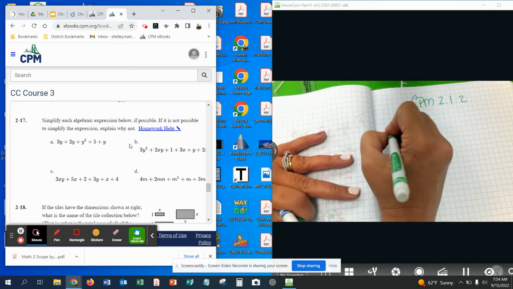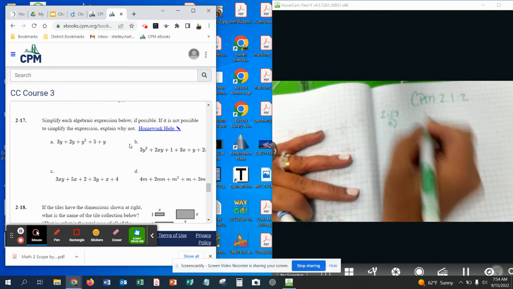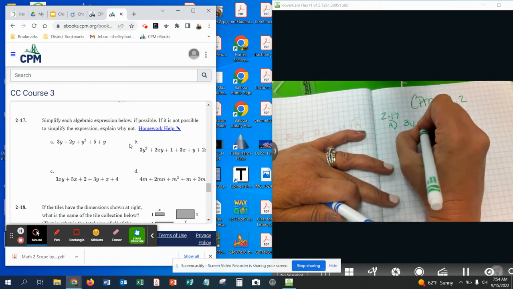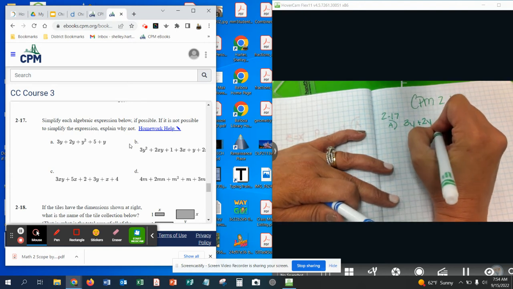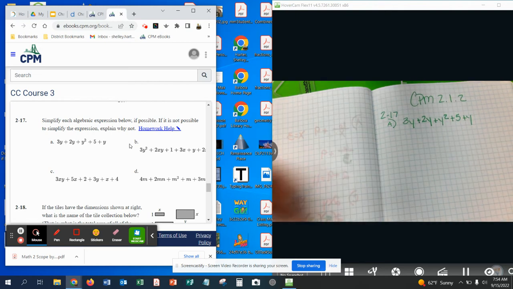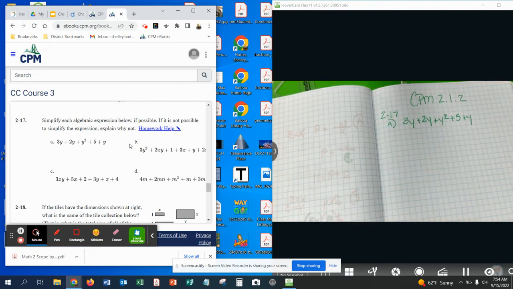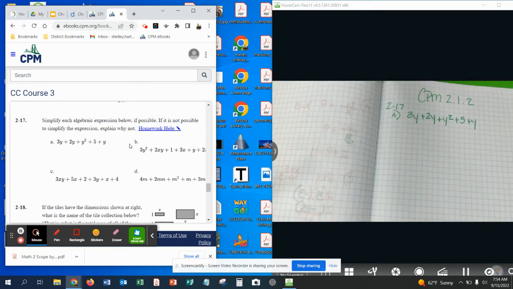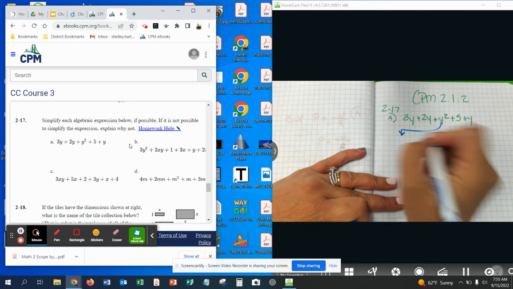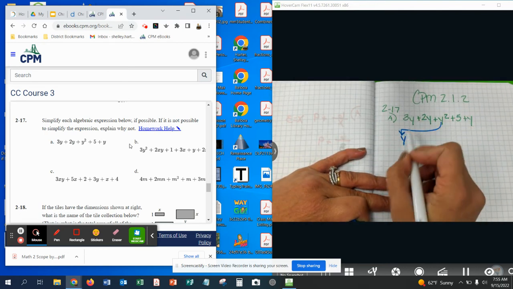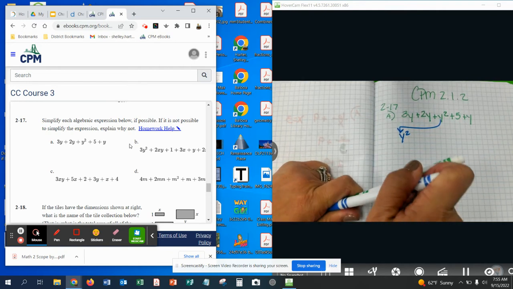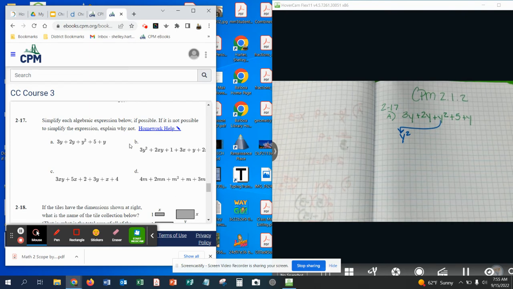Okay, so let's check out A of 217. All right, so we have 3y plus 2y plus y squared plus 5 plus y. Let's check out what our like terms are. Does the y squared have any like terms at all? No. So I'm just going to rewrite it at the front, because remember, the exponents get placed first.